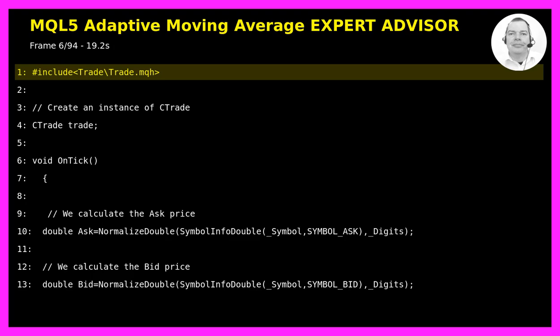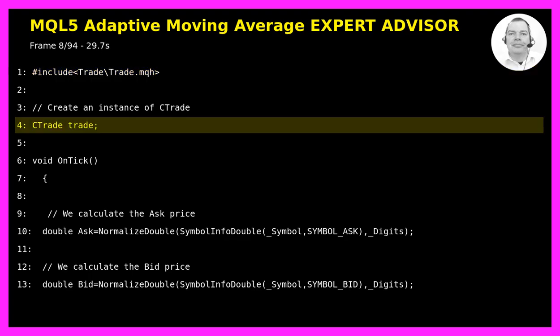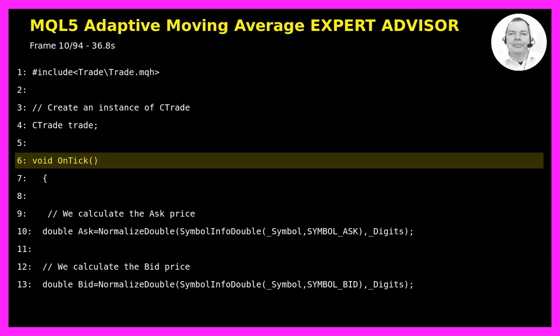First, we include the Trade.mqh file from the Trade folder. This gives us access to the CTrade class, which we will use to execute trades. We create an instance of CTrade called Trade. This object will handle all our trading operations. The main function in our expert advisor is OnTick. This function runs every time a new tick arrives on the chart.